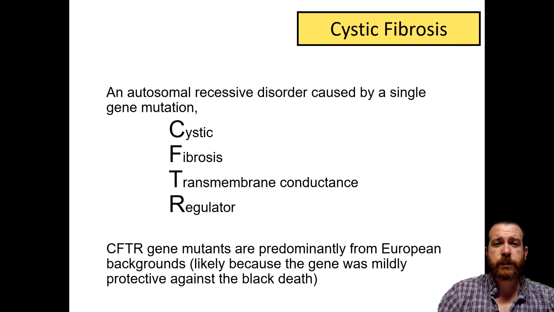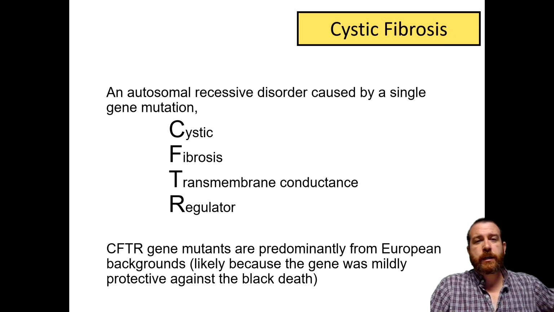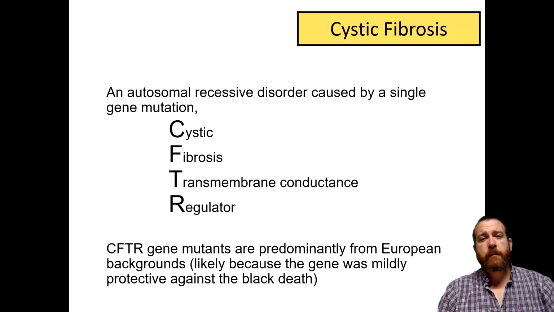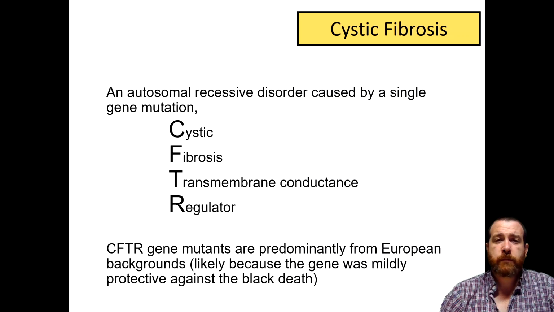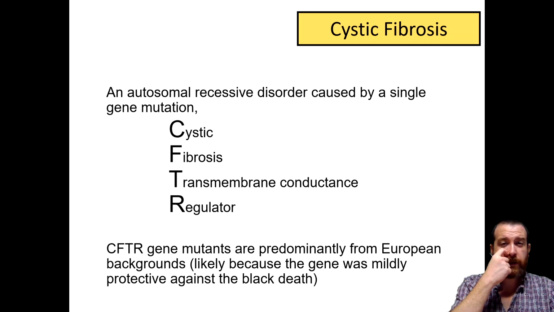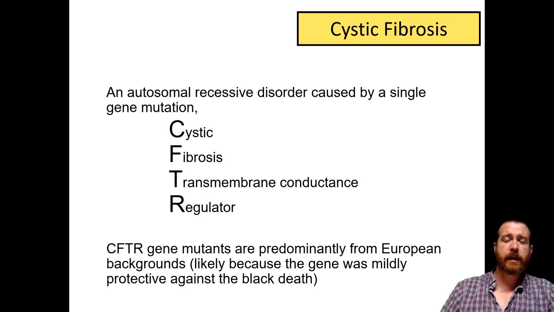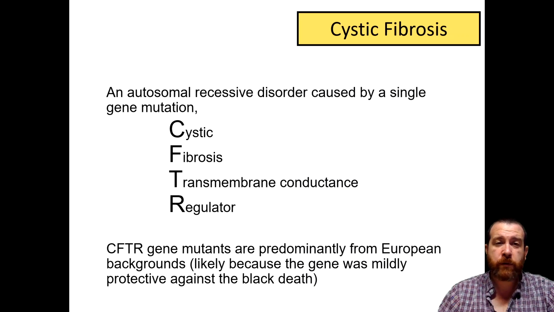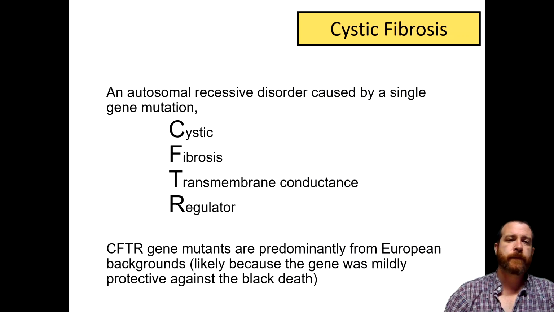The CFTR gene is, under normal circumstances, the way that we actually get a protein inserted in the membrane. So when we found out that people that had cystic fibrosis had this problem, they have a mutant version of this gene, a broken version of this gene. So we named it cystic fibrosis, right? Having this gene does not cause cystic fibrosis. Having a broken version of this gene causes cystic fibrosis.